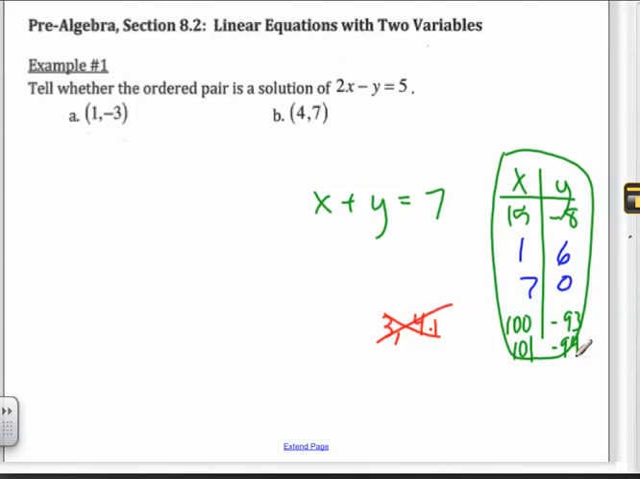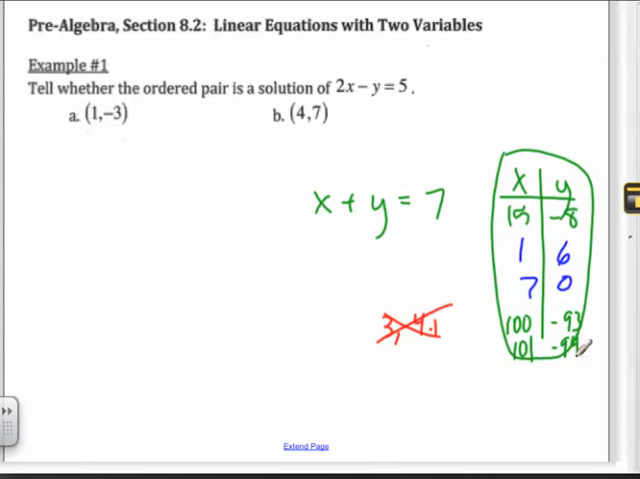Okay? And a graph is a picture of all of the solutions to an equation. And there are infinite solutions. Okay? But first, that's not what this one's asking us to do. We'll do that in the next example. Example number 1 is just saying, tell whether the ordered pair is a solution of 2x minus y equals 5.